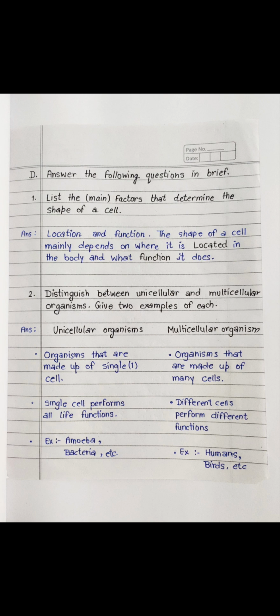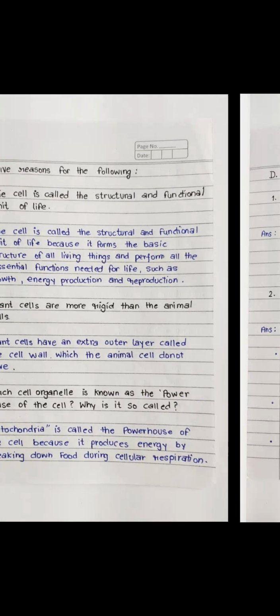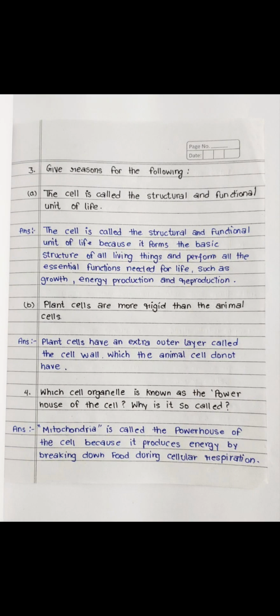Examples of unicellular organisms: amoeba and bacteria. Multicellular organism examples: human and birds. Question 3. Give reasons for the following. A. The cell is called the structural and functional unit of life.